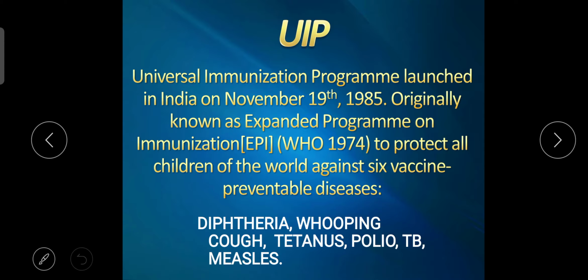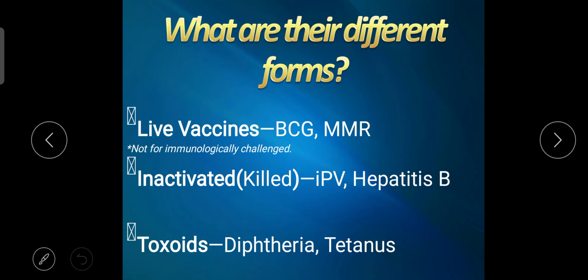What are the forms of vaccine? There are three forms: live, inactivated, and toxoid. Examples of live vaccine are BCG and MMR. Examples of inactivated or killed vaccine are IPV and hepatitis B. Examples of toxoid vaccines are diphtheria and tetanus. So these are the three forms of vaccine. The full form of BCG is Bacillus Calmette-Guerin, and MMR means measles, mumps, rubella.